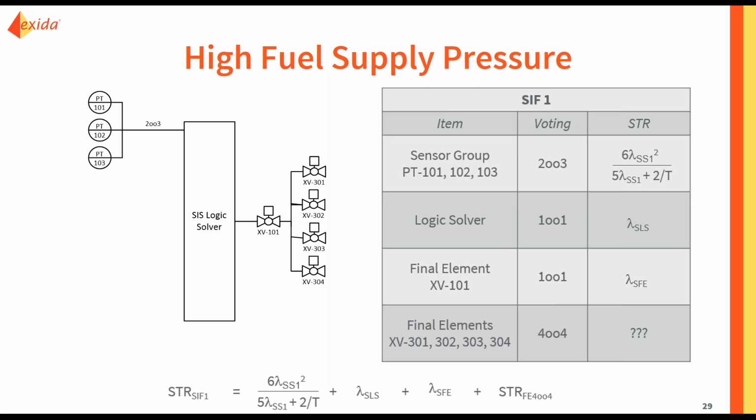For XV101, we have a 1 out of 1 configuration. So again, the STR is equal to the safe failure rate, which is lambda SFE in this scenario. But these last 4 final elements in a 4 out of 4 configuration, we do not have a simplified equation for. It's a little bit too complicated. So instead of having the STR equation, I'm simply going to put in STR FE 4 out of 4. So at the bottom you see the equation for SIF1. STR SIF1 is equal to the STR of each component, which you can see there.